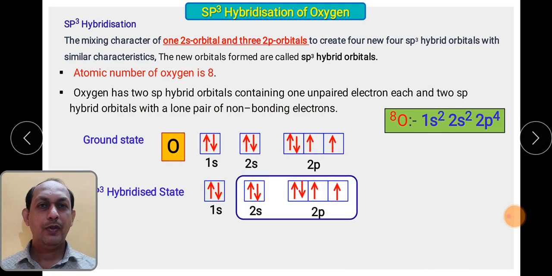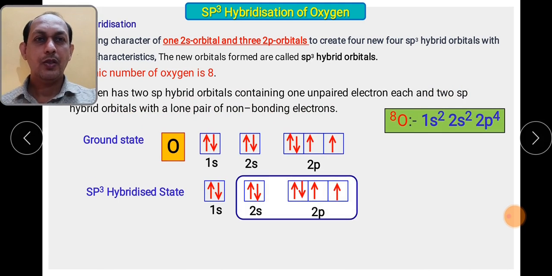So as we know oxygen has atomic number 8, how will the electrons be distributed? 1s2, 2s2, 2p4. So 4 plus 2 is 6, plus 2 is 8. Here you can see there are only 2 orbitals, py and pz, which remain unpaired. Here only 2 electrons are needed.